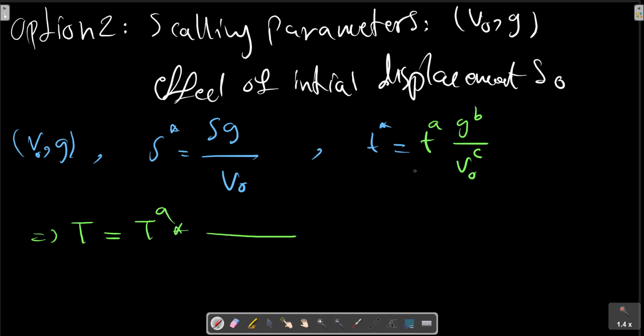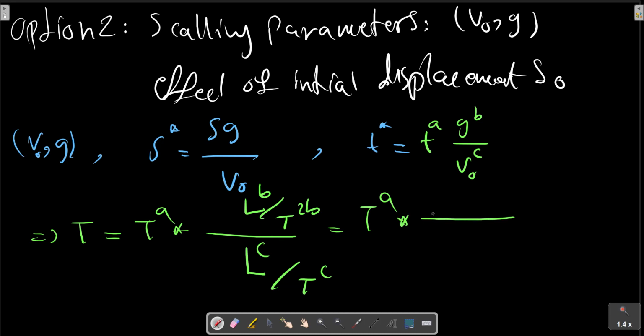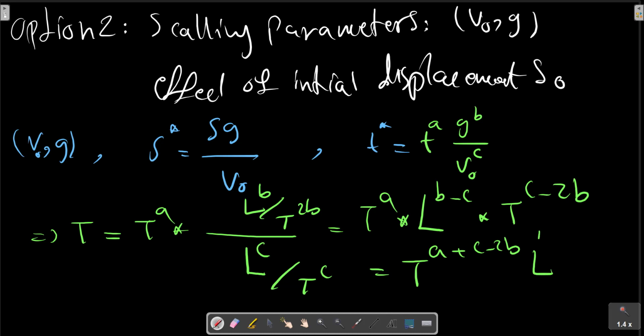to, for G we have the L on T to B and L^c on T^c equals to T^a multiplied to, let me write, L^(b minus c) multiplied to T^(c minus 2b), which equals to T^(a plus c minus 2b) L^(b minus c).